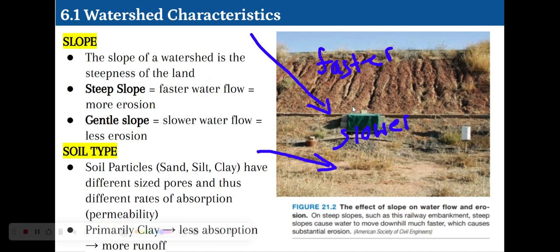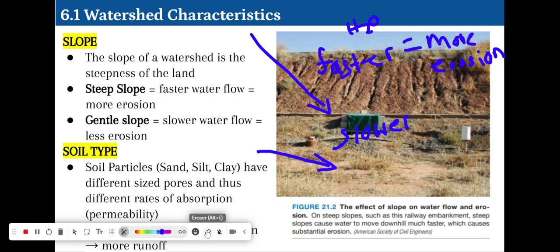So anyway, with a steeper slope, the water is going to move faster, and because the water is moving faster, you're going to have more erosion. And again, erosion is just the washing away of soil due to wind, water, weather, stuff like that. Whereas if you have a gentle slope, you're going to have a slower flow and then less erosion. Neither of them are necessarily bad, these are just the characteristics of a watershed.